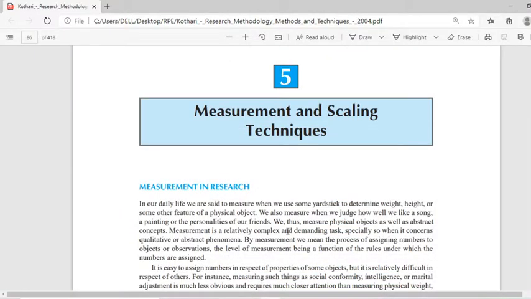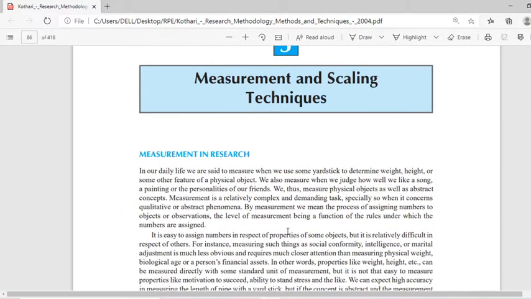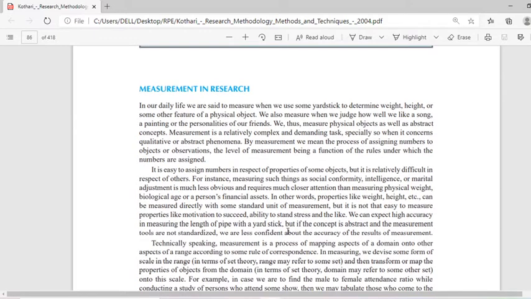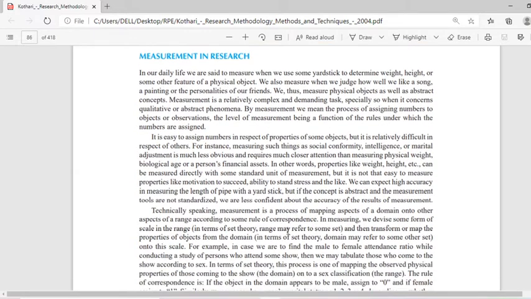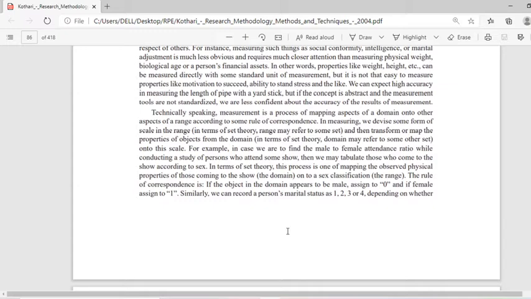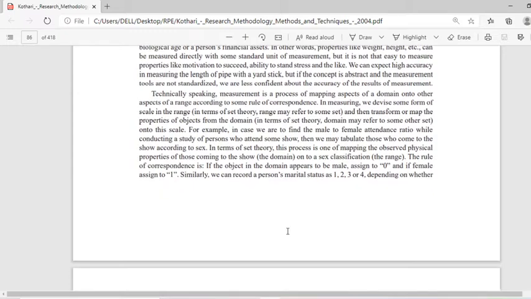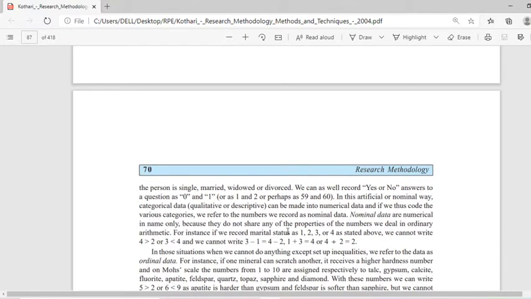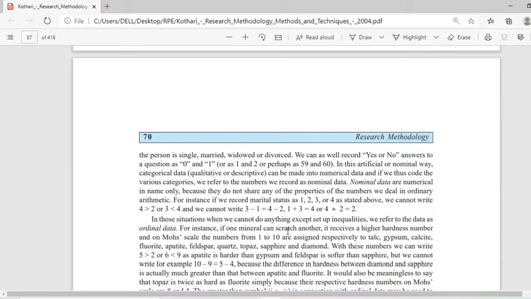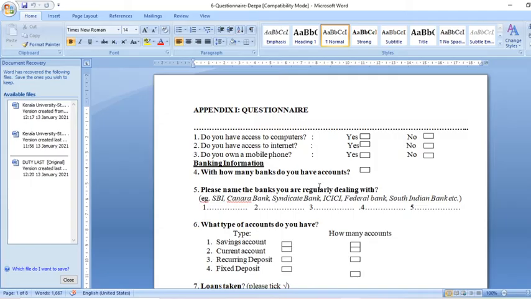Dear students, today we are discussing some scales of measurement. Sometimes we may have to measure observations. For example, suppose we are conducting a survey, so we can ask questions like this: do you have access to computers? The possible answer will be yes or no. So that is data.